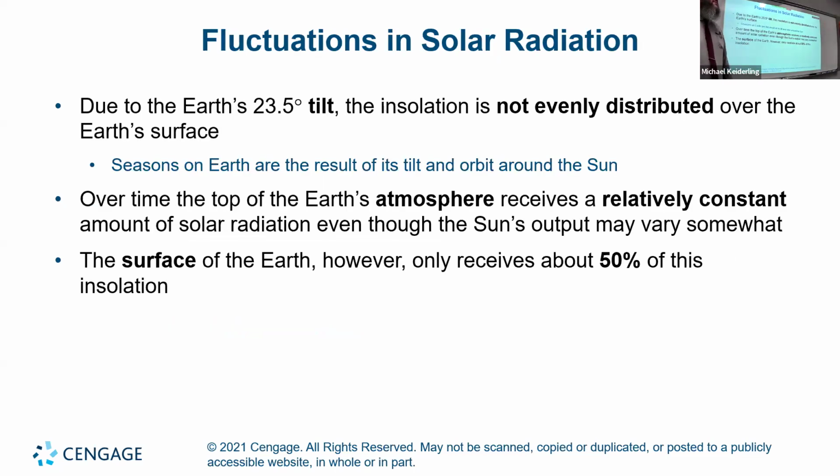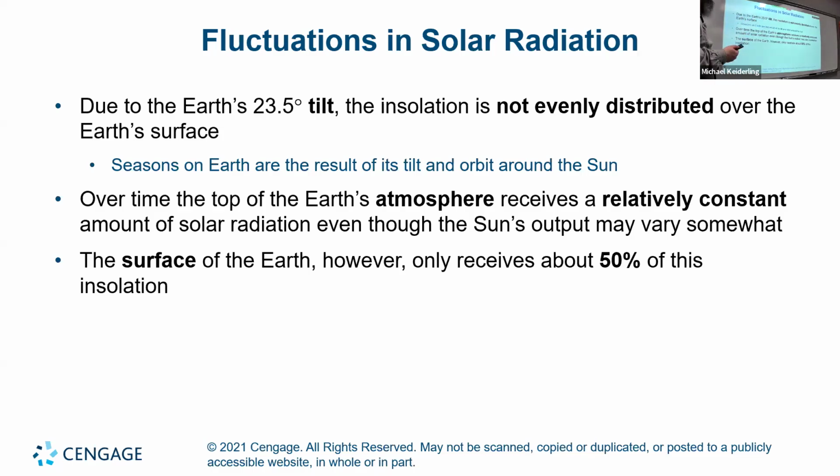Now, because of the Earth's tilt and because the Earth is a ball, the insolation is not evenly distributed over the Earth's surface. And this leads to seasons. The seasons on Earth are the result of its tilt and orbit around the sun. When the northern hemisphere is tilted towards the sun, it receives more insolation. It gets warmer, you get summer. When it's tilted away, it gets less insolation. It's colder, you get winter.